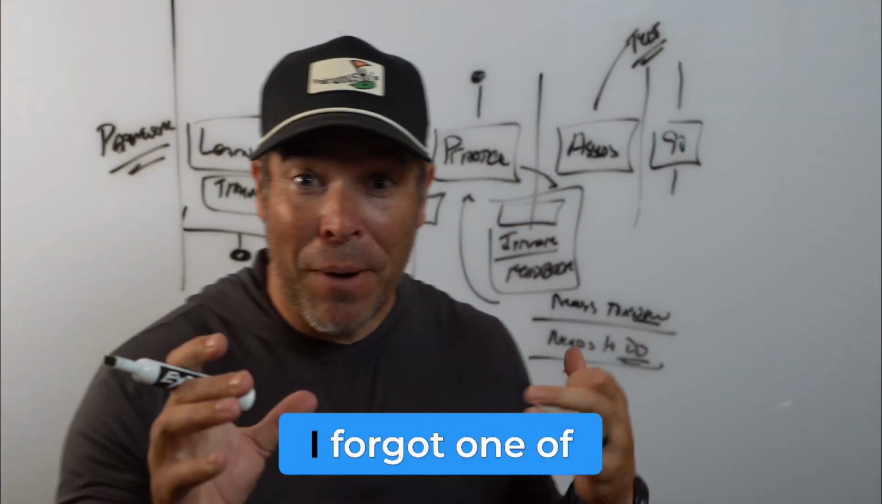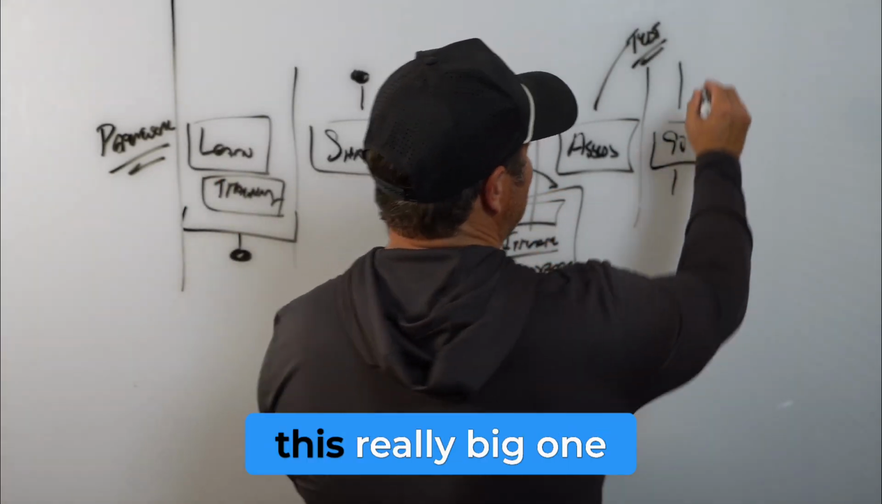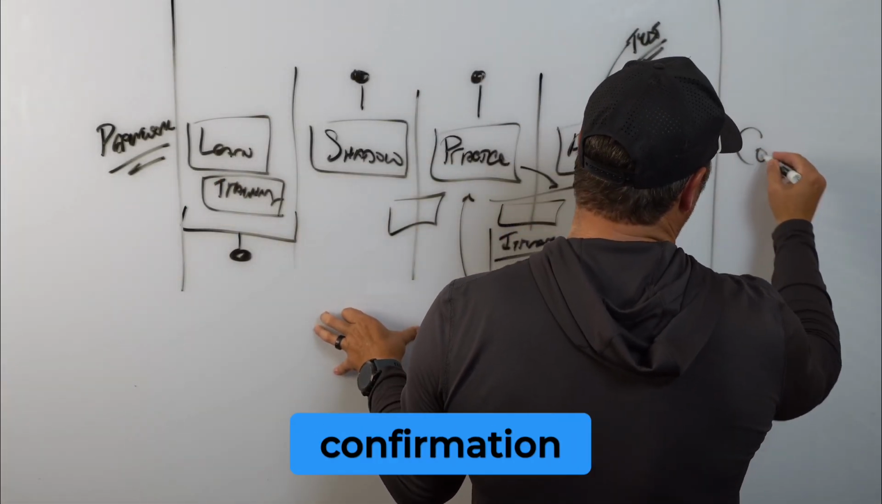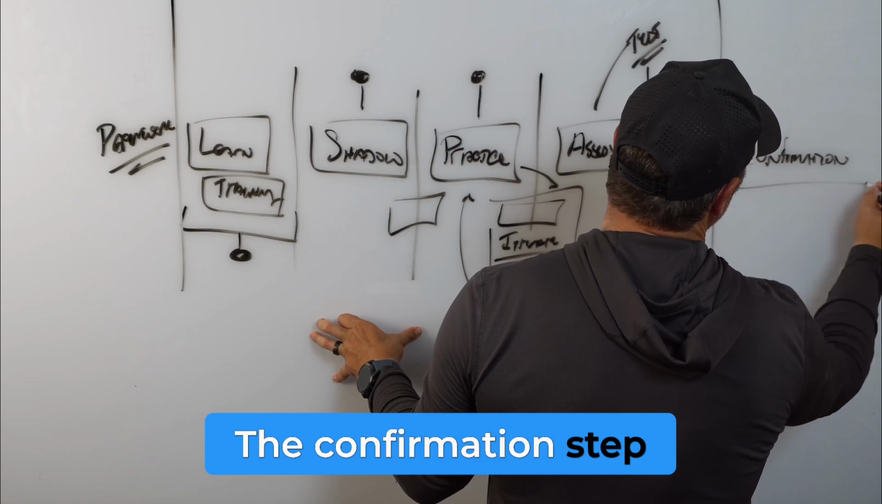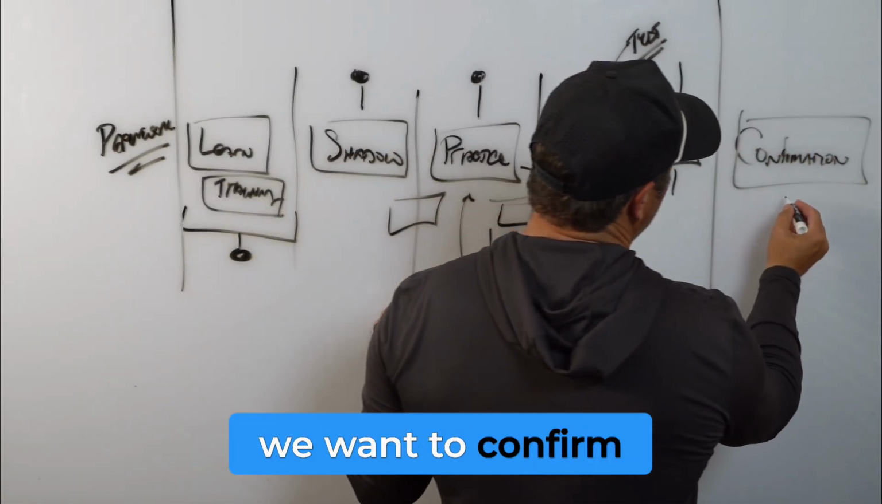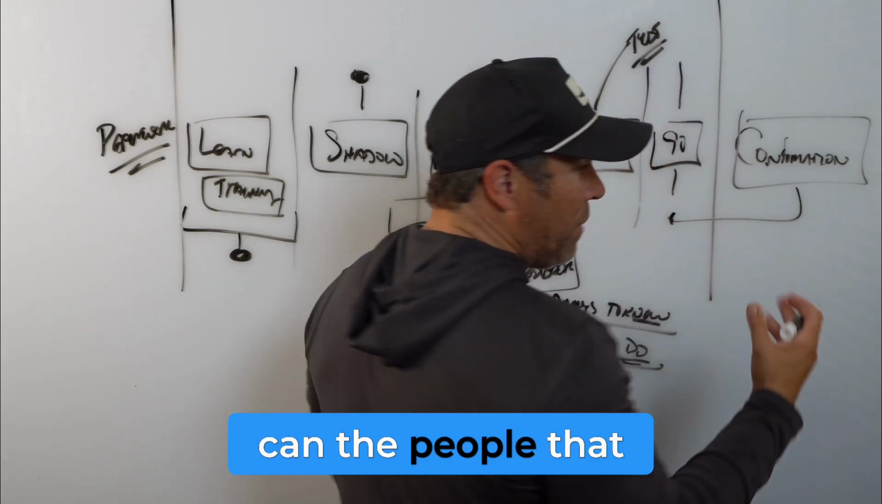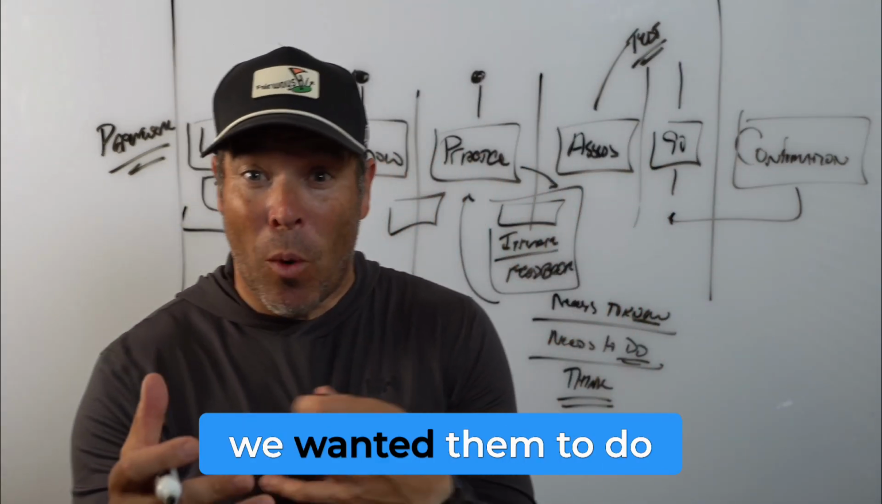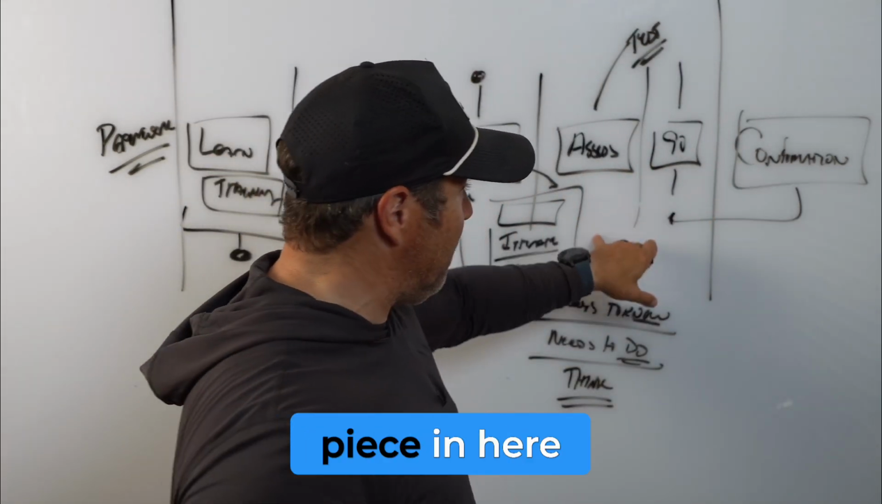I'm back. I screwed up. I forgot one of the most important pieces. This really big one right here. Confirmation. The confirmation step, and this is a step that we've got in the Catalyst sale process. At that 90-day period, we want to confirm, can the people that we brought in do the things that we wanted them to do, which is this assessment piece in here.